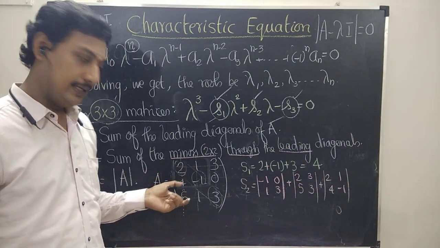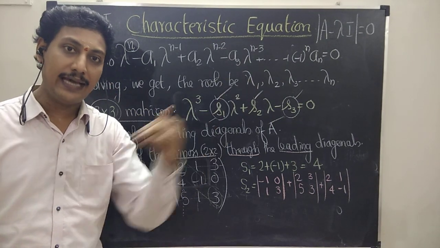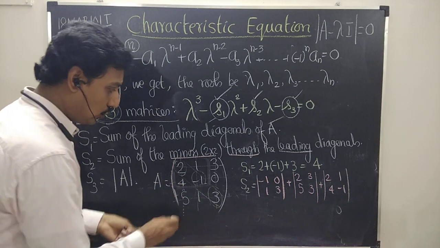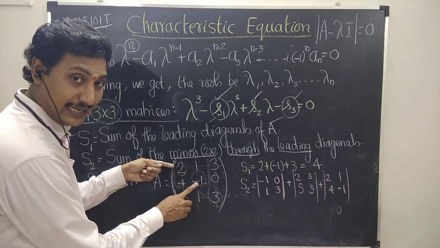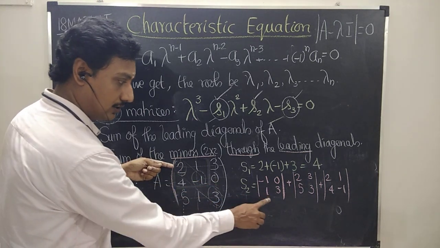S2 is the sum of the minors of the diagonals. How many diagonals do we have here? Three. For the first diagonal, close the row and the column. This is the minor of this diagonal: minus 1, 0, 1, 3.